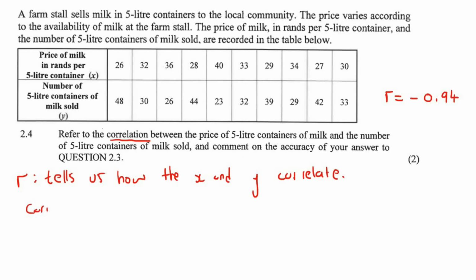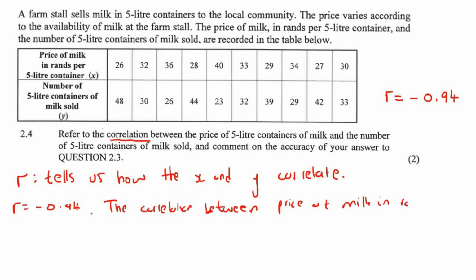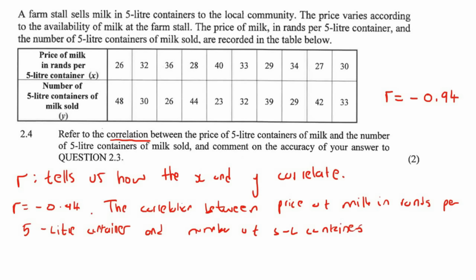So we can say that the correlation, so you'd first show them what R is. You would say R is equal to negative 0.94. And then you would say the correlation between price of milk in rands per 5-liter container and number of 5-liter containers sold is strong.